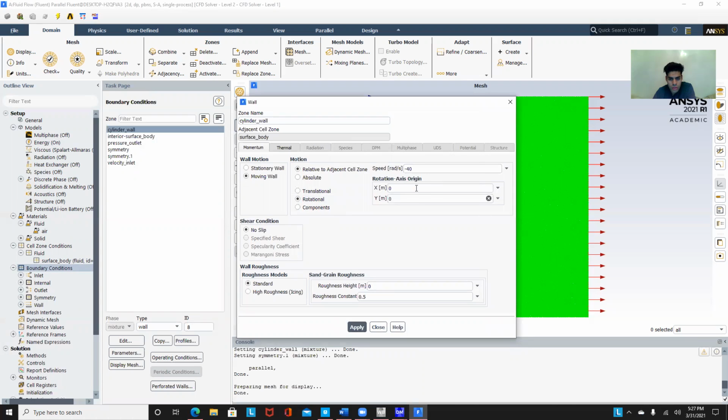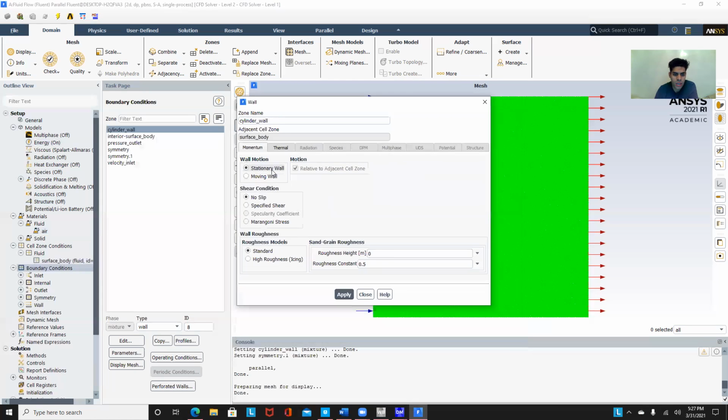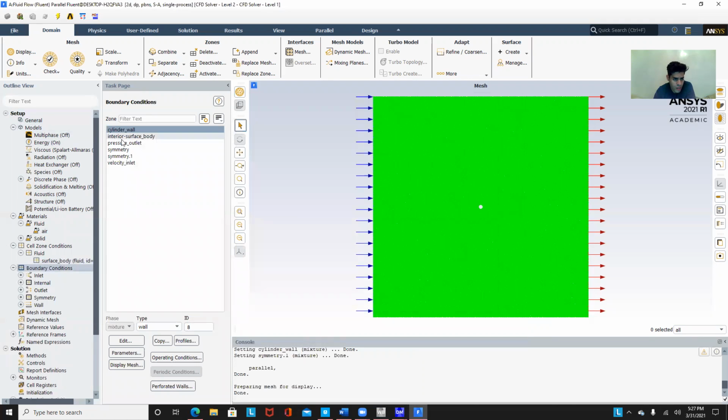It's going to be rotational, and then we change the speed. You can already see the speed that I used for the last case of my laminar flow, which is 40 radians per second clockwise. But for this case 3, turbulent flow, I'm just going to be dealing with a stationary cylinder. So I'm just going to apply, close, go into the interior surface body, nothing's going on.